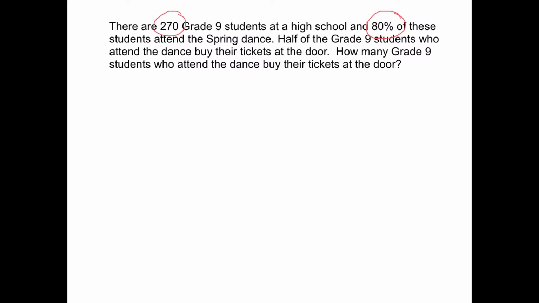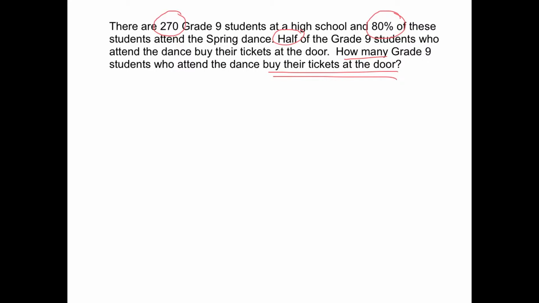But then what else does it tell us about who attends the dance? We know that half of these students who attended the dance buy their tickets at the door. That means the other half probably bought them in advance. The question asks us to find how many grade 9 students who attend the dance buy their tickets at the door. So where do we begin?